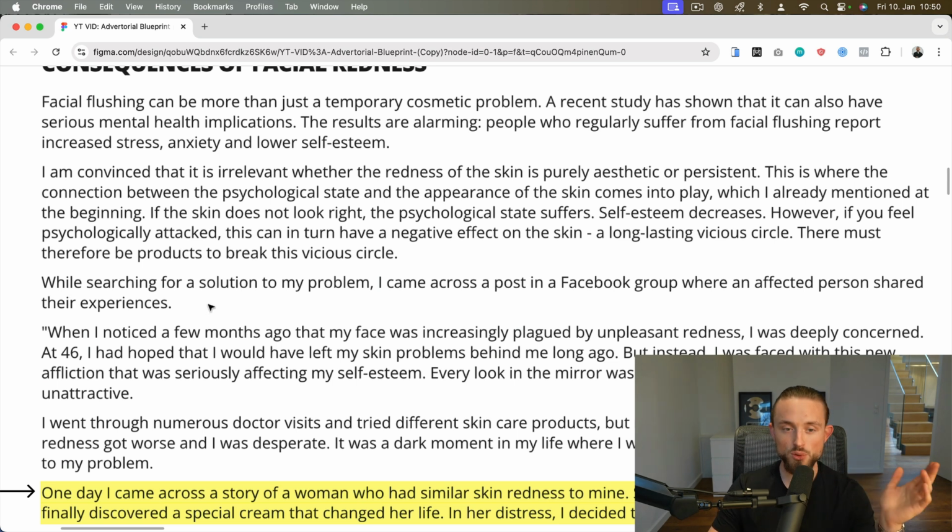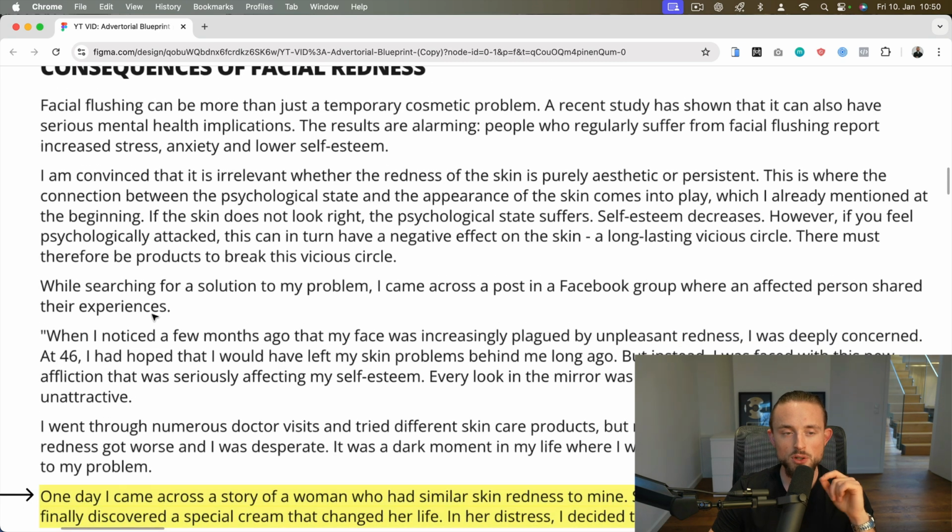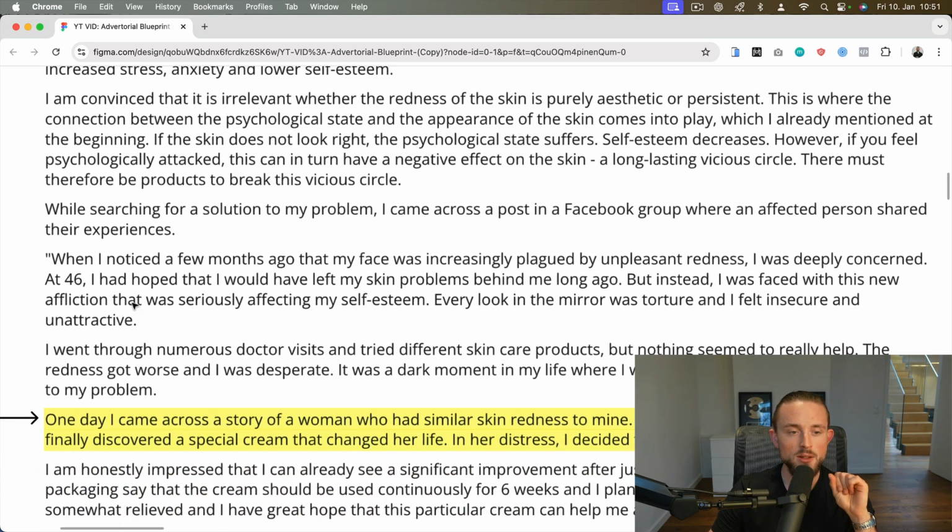While searching for a solution to my problem, I came across a post in a Facebook group where an affected person shared their experiences. So here you can see we talk about the problem of a problem. Again, we talk about this whole discovery process, right? Because with advertorials, you always want to make it like some form of discovery that the writer has, and they want to share this with the reader. Again, keeping it educational.